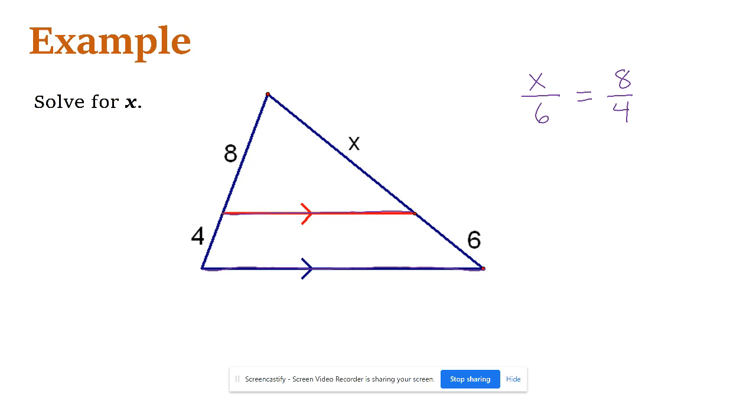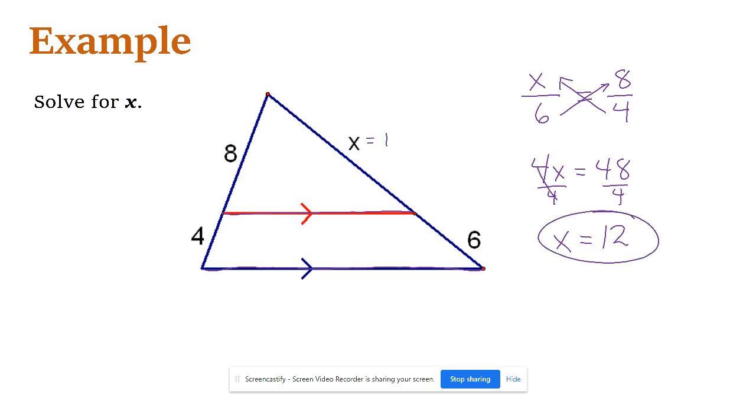So now we can cross multiply: 4 times X, 6 times 8. And then divide by 4, we will get X equals 12. So that missing part here is 12.